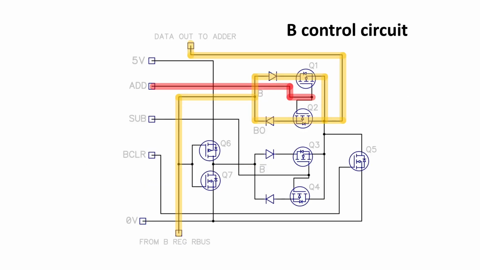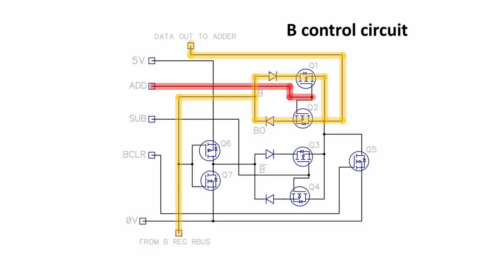So this is the actual circuit of the B control board. You've got data coming in from the bottom, goes across, and when you've got the add control signal on, transistors Q1 and Q2 will switch on. You notice they're both NMOS transistors. It feeds through the diodes. If it's a 1, it will go through the top diode and Q1 and out to the B input of the adder. And if it's a 0, it will be pulled down via Q2.